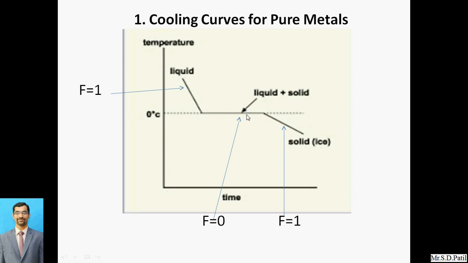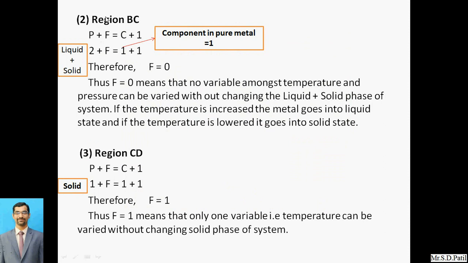Now, in this phase, from B to C, we can say that the temperature is not varying, temperature is constant, and directly we can say that F is equal to 0. But how it is calculated, we are going to see here. In the region BC, P plus F is equal to C plus 1. Here the phases are two, liquid and solid.